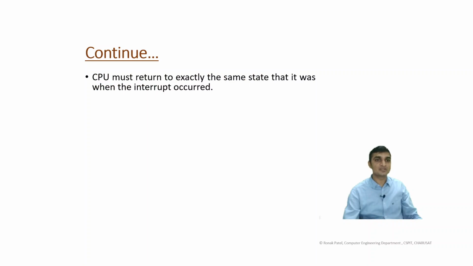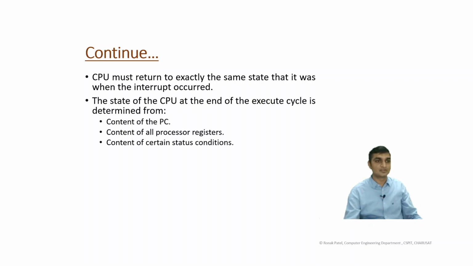And the CPU must return to exactly the same state that it was in when the interrupt occurred. So this thing I told you, that's why we are storing registers, status bits and all. The state of the CPU at the end of the execute cycle is determined from the program counter, your processor registers and status condition. This thing you need to store, these three things.